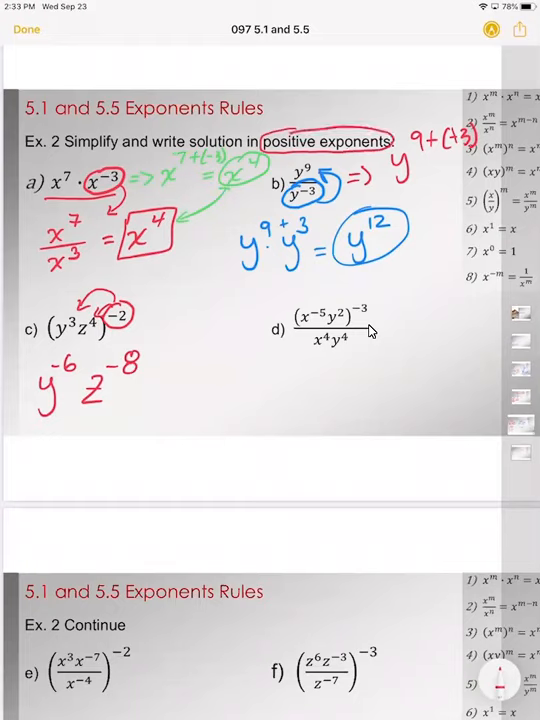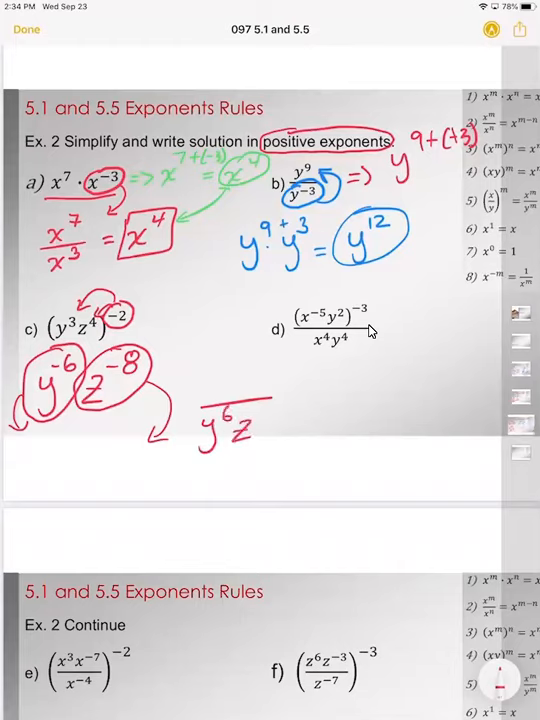They asked us that our answer has to be in positive exponent. So both of them are negative exponents. How can I make this negative exponent become a positive exponent? Well, because it's on the numerator, do you agree that I need to move it to the denominator? And if I move it to the denominator, it's no longer a negative.